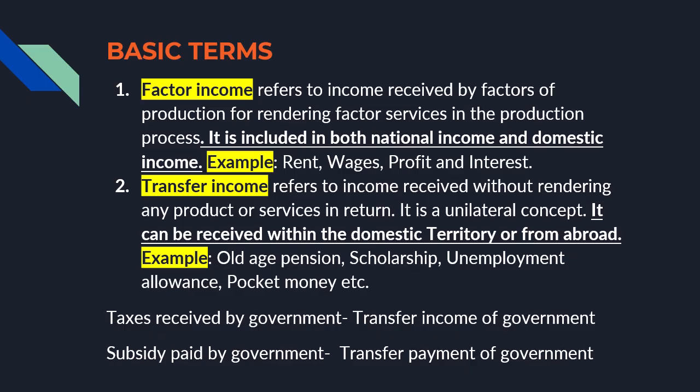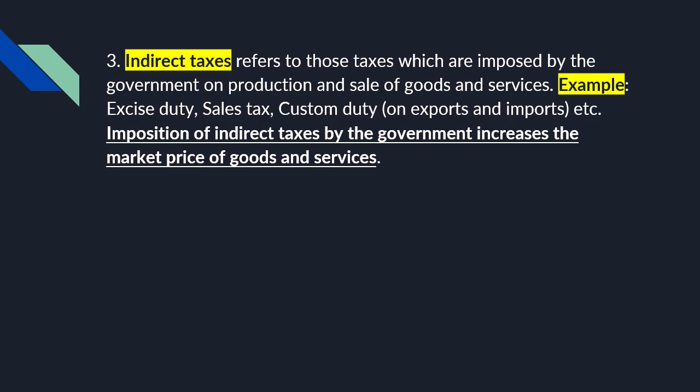Next is indirect taxes. It refers to those taxes which are imposed by the government on production and sale of goods and services. So these are basically the taxes which are imposed by the government on production units. ठीक है. Examples can be excise duty, which is tax on production, custom duty, which is tax on exports and imports, sales tax, etc. Right?